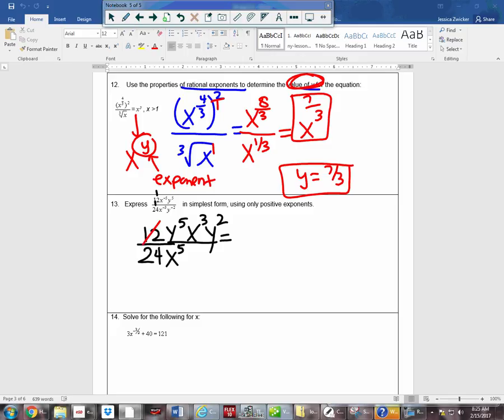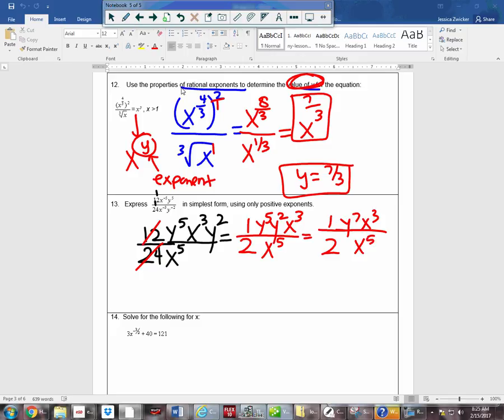12 goes into 12 once, 12 goes into 24 twice, times y to the 5th times y squared times x cubed over x to the 5th, which is 1/2 y to the 7th x cubed over x to the 5th.